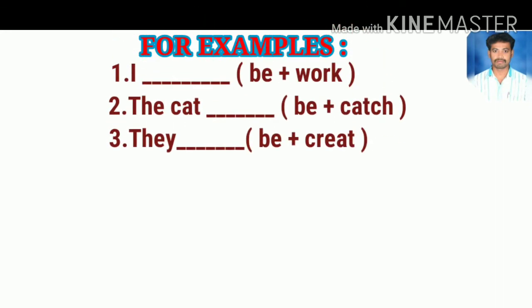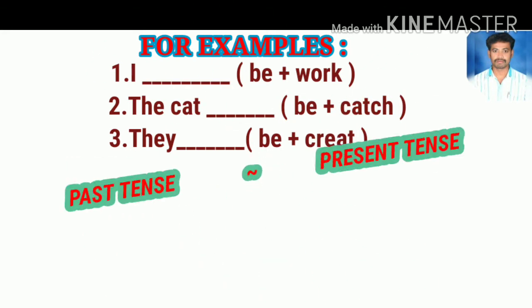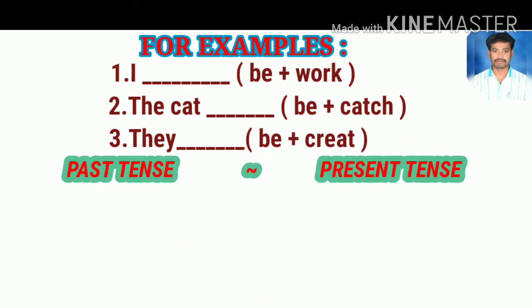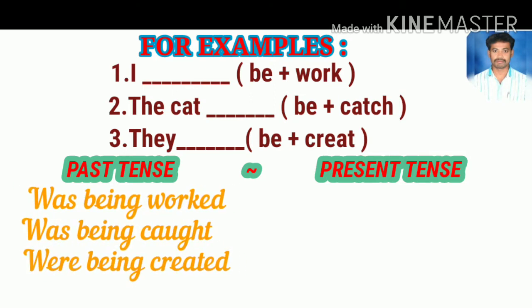For example, in the past tense, I dash be plus work. Here be changes depending upon the subject. I is singular, so we are going to use was. After that auxiliary verb we use being, and then work changes into worked. In the active voice we see was working, and that changed into the passive form in the past tense becomes was being worked.